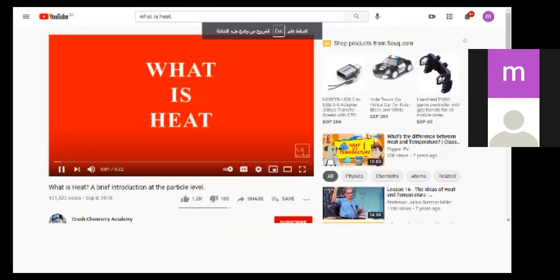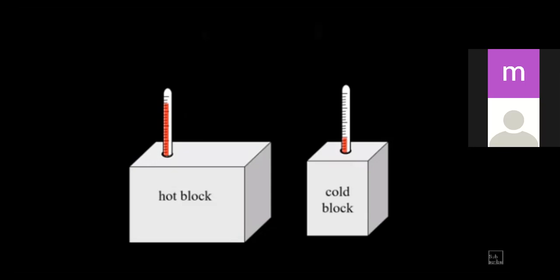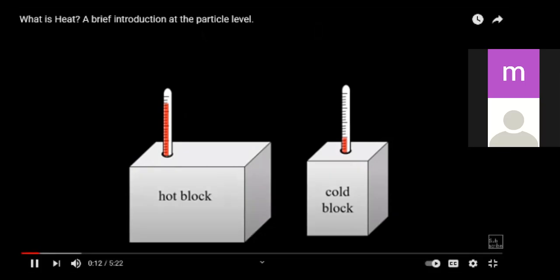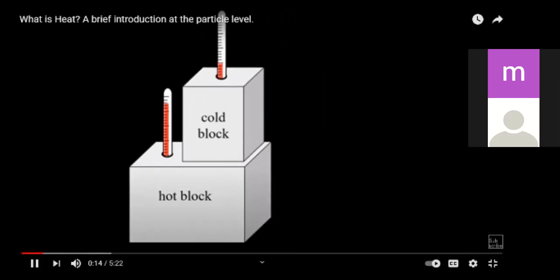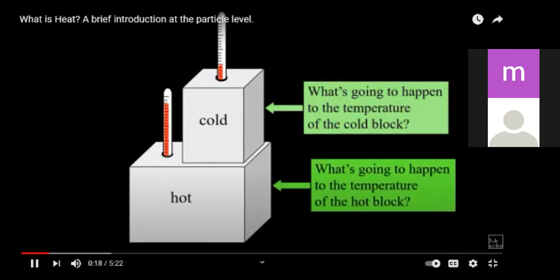Welcome to What is Heat? Let's start with an illustration. Here we have hot and cold blocks of some material, and they each have a thermometer in them to prove the point. If we put them together, what's going to happen to the temperature of the cold block, and what's going to happen to the temperature of the hot block?